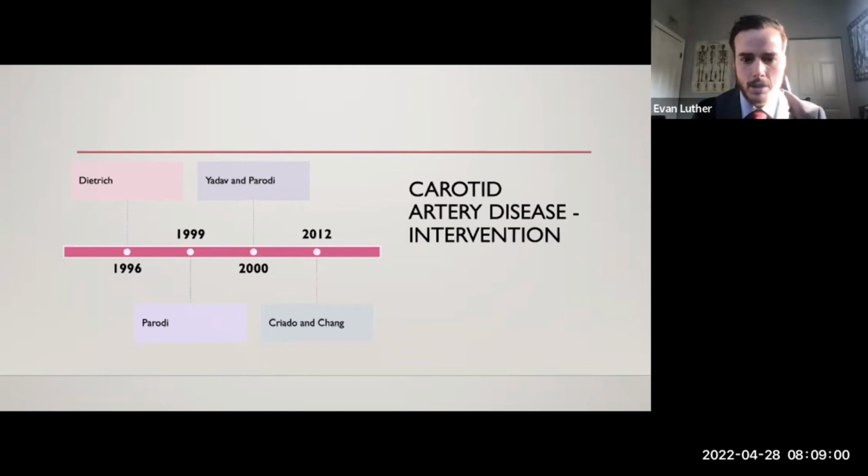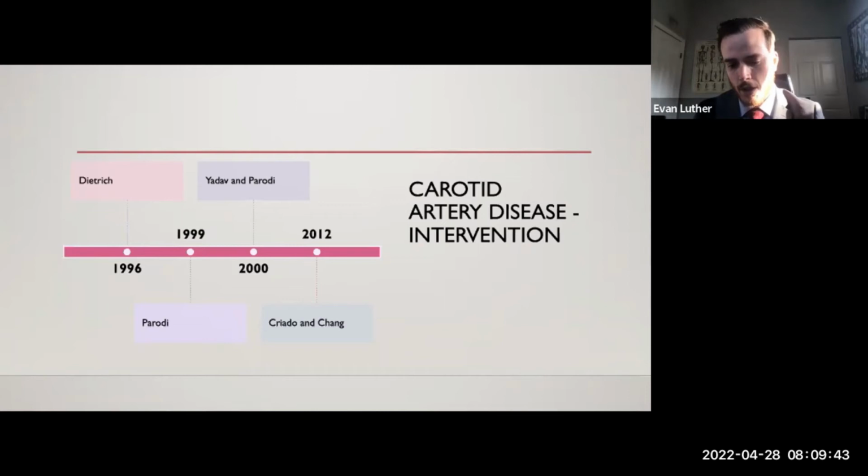It really wasn't until Dr. Yadav and Parodi developed the first proximal protection procedure, a device with which they could reverse the flow in the carotid artery so that you would have retrograde arterial flow rather than anterograde intracranially. They then further tested distal embolic protection devices, which are small devices that look like a net that stay distal to the plaque and potentially catch any emboli that would go intracranially. These were the ones who found they could decrease the procedural stroke and TIA risk with carotid stenting. That wasn't even until 1999 or 2000.